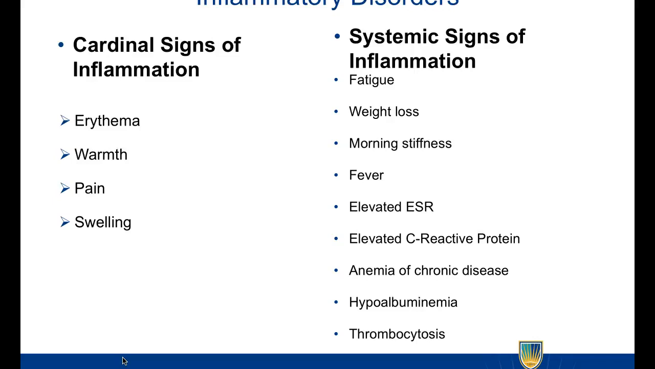Inflammatory disorders. This can be idiopathic or infectious and usually present with all or some of the 4 cardinal signs of inflammation, such as erythema, warmth, pain, swelling, while on the other hand, systemic signs of inflammation may present, including the following: fatigue, weight loss, morning stiffness, fever, elevated ESR, elevated C-reactive protein, anemia of chronic disease, hypoalbuminemia, and thrombocytosis.